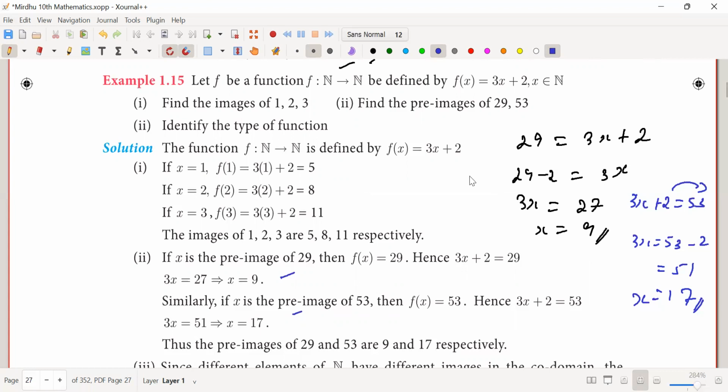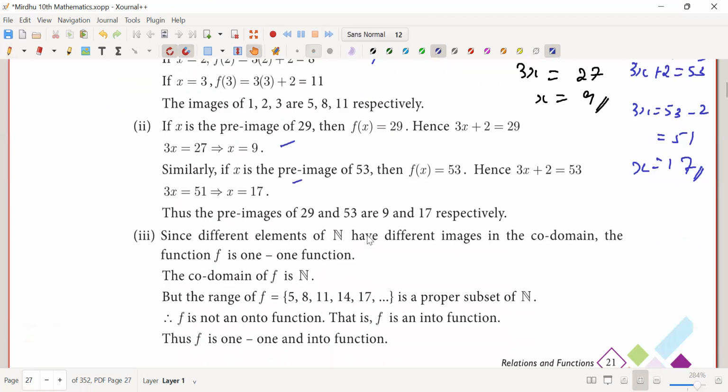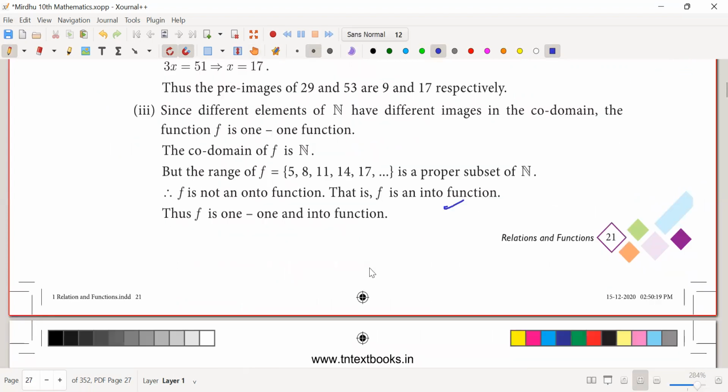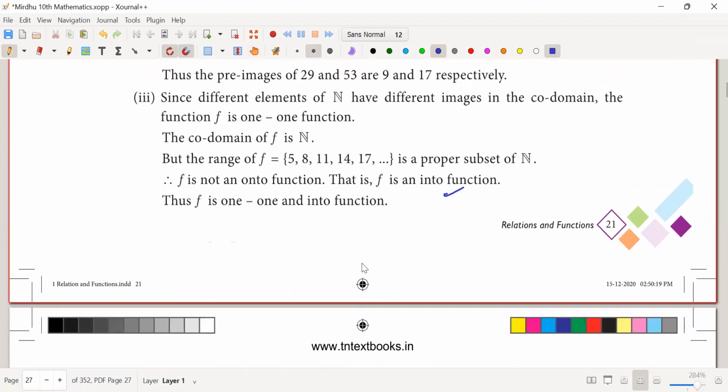See here, when we substitute 1, it is 5, then 8, then 11, increasing by 3 each time. So what about 6 and 7? They don't have a pre-image at all. So this is a 1-to-1 into function. They'll be giving a lot of things, but we can make it simple. This is what is given, this is what it is, and we got the answer.